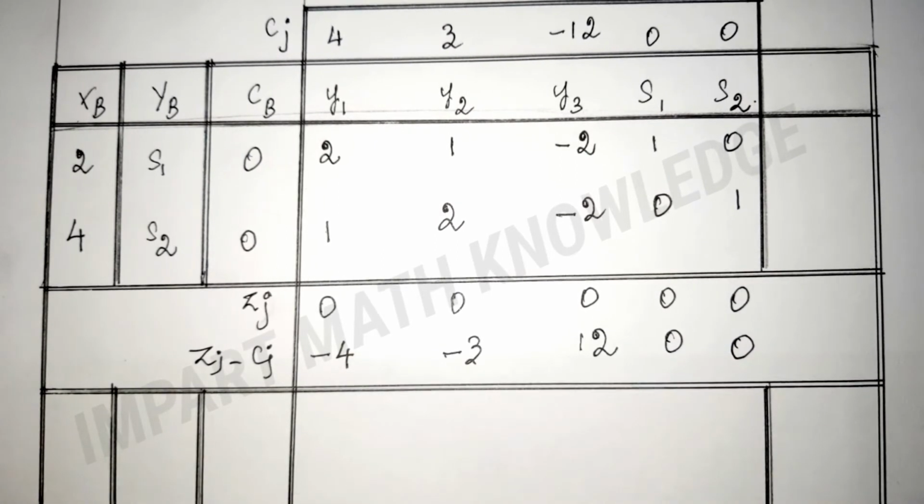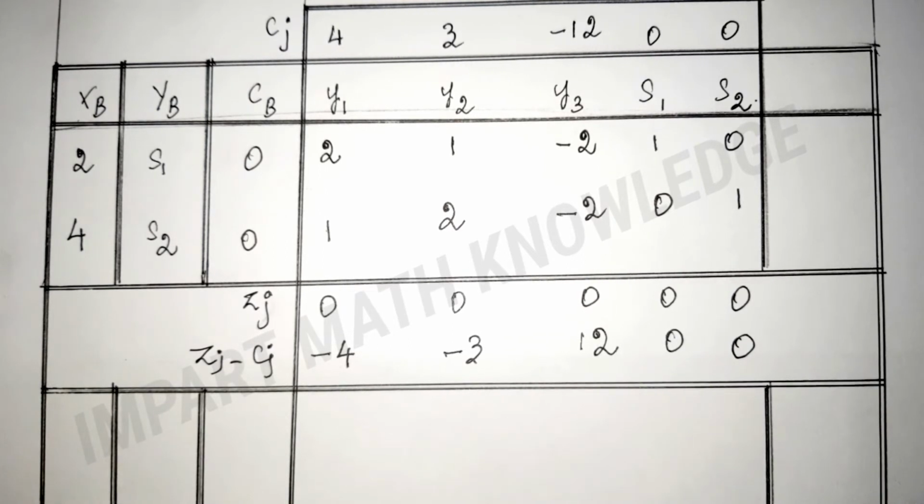After finding Zj minus Cj values, you have to check all Zj minus Cj greater than or equal to 0. Here some values are negative. So the current solution is not optimal. So we need to move on to the next table to get the optimum solution. For that we have to follow some procedure. We have to find the entering variable, leaving variable and key value.